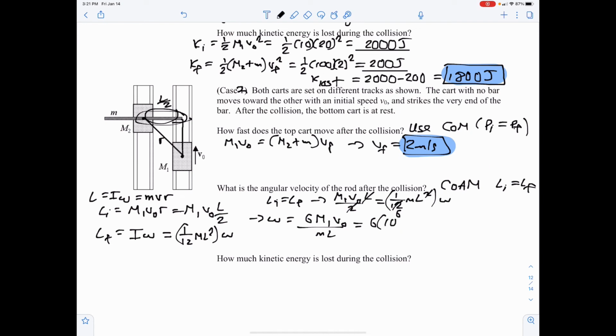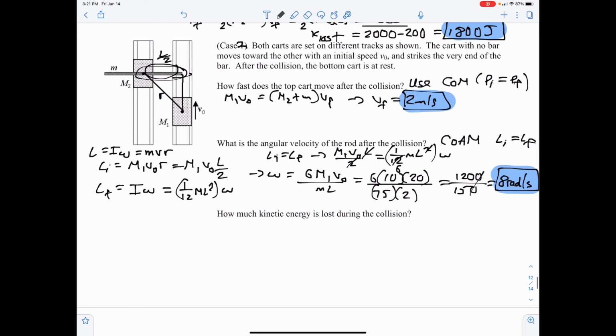Go ahead and plug into that. 6 times 10 kilograms times 20 over 75 times the 2. So that would be 60 times 20 is 1200 over 150. And that comes out to 8 radians per second is the rate at which it's been rotating.